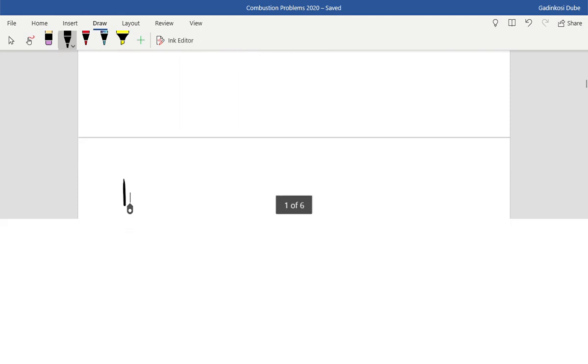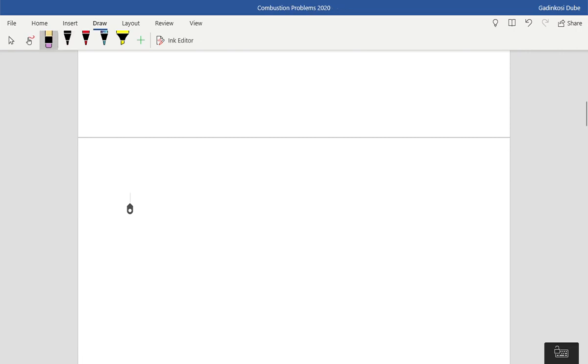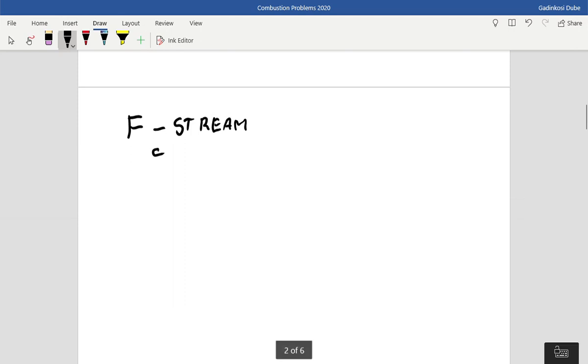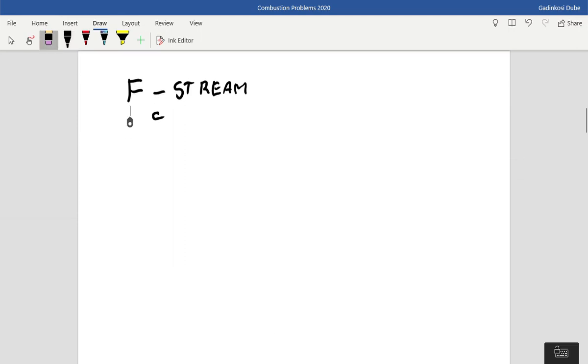F stream, get your F stream. So you've got your F stream here, which is your feed stream or your fuel stream. So you've got a component there.